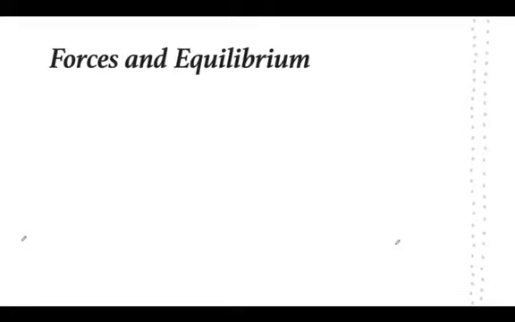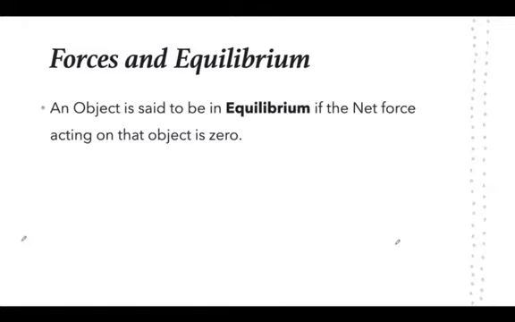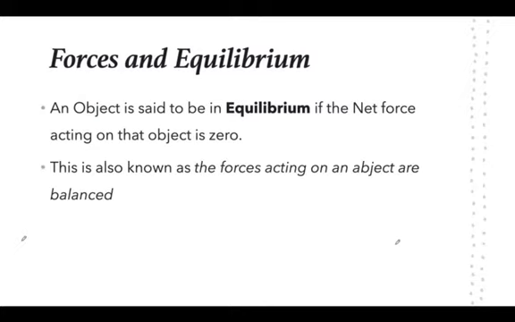Now let's talk about forces and equilibrium. There is a combination of forces that allows an object to be in equilibrium, and this happens if and only if the net force acting on an object is 0. This is also known as balanced forces. So if the net force is 0, then all the forces acting on an object are balanced.